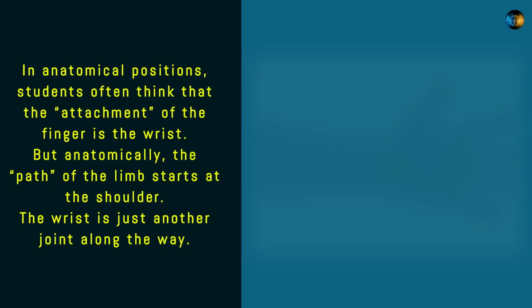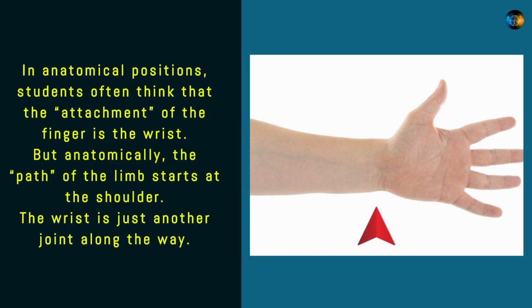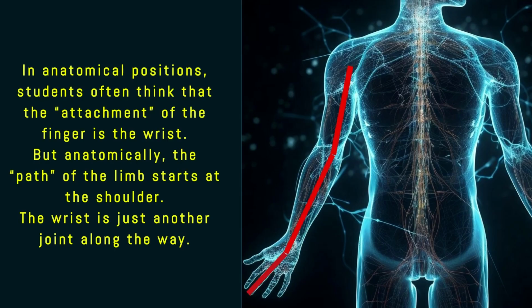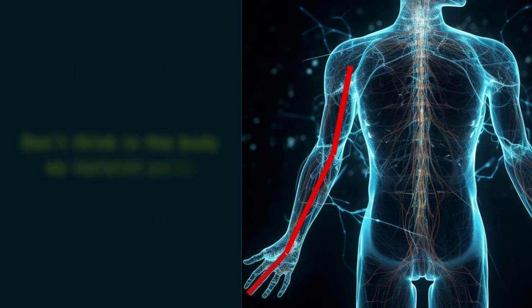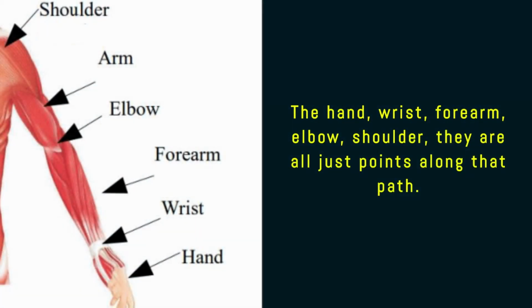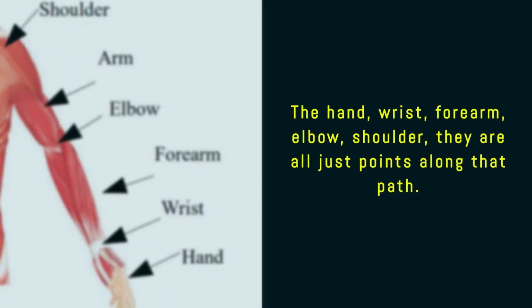In anatomical positions, students often think that the attachment of the finger is the wrist, but anatomically, the path of the limb starts at the shoulder. The wrist is just another joint along the way. Don't think of the body as isolated parts. A correct mentality is seeing the limb as one continuous path or chain that originates at the shoulder. The hand, wrist, forearm, elbow, shoulder, they are all just points along that path.